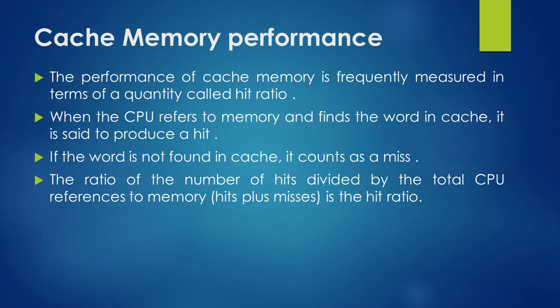Let us understand how cache performance is measured. Whenever data or a word is requested, if it is available in cache, it is known as a hit, and the performance of the cache is measured in hit ratio. If the word or data is not found in cache, then it is known as a miss. Hit ratio can be found by the number of hits divided by the total number of references. The result gives the performance of the cache.